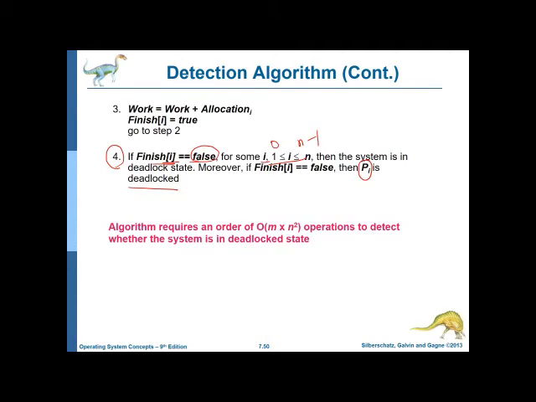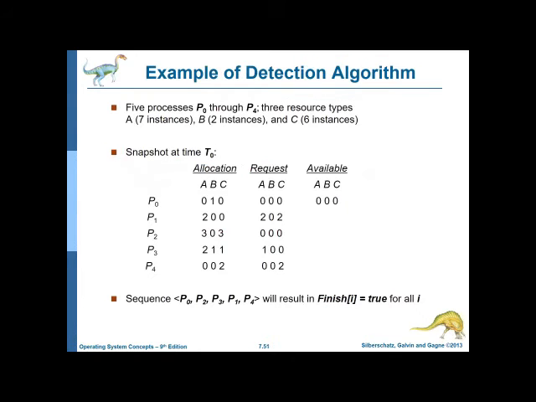So what we can detect from this algorithm is that deadlock has been detected because some of the Finish values are still false. Now, with the help of an example, we'll learn this algorithm in detail. Suppose that there are 5 processes, P0 to P4. All the 5 processes are here.